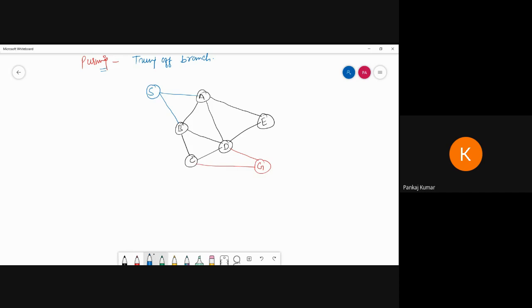Now the edge cost is given as it is: 5, 4, 3, 8, 15, 4, 6, 4, 7, 2, and 2. Now this one is our start state, and this one is our goal state. So now we are going to apply B and B, that means branch and bound.